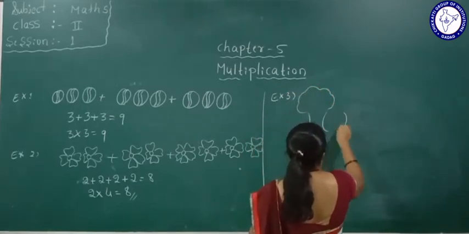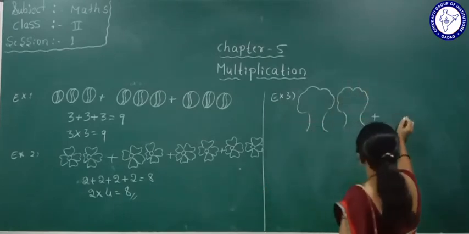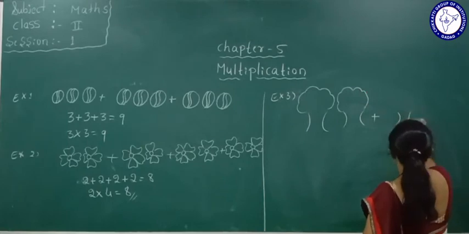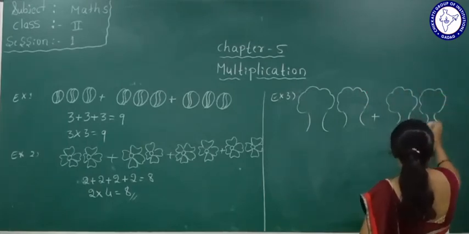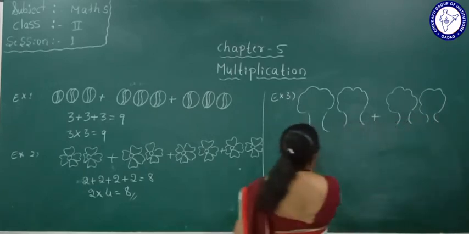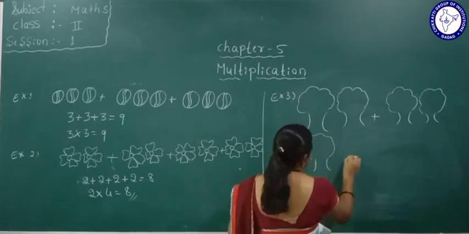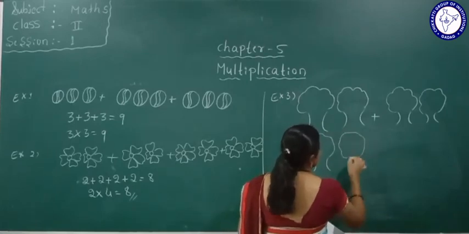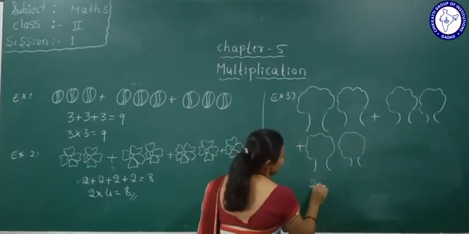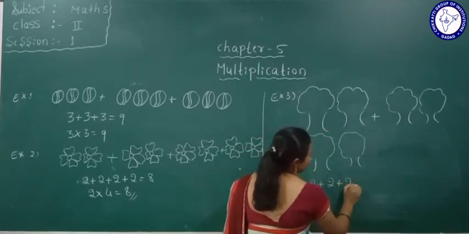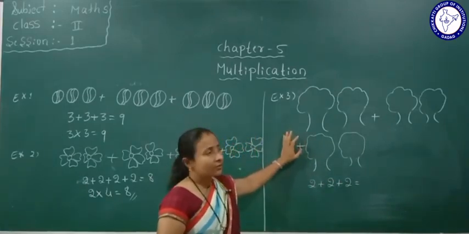1, 2, 1 group. So these 2 are 1 group. So here these 2 are 1 group, plus here I'll take 2 trees. 1, 2. So here 2 plus 2 plus 2. Totally how many are there? Totally 6 trees are there.